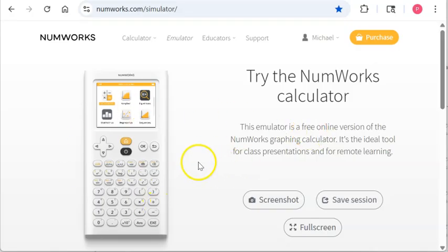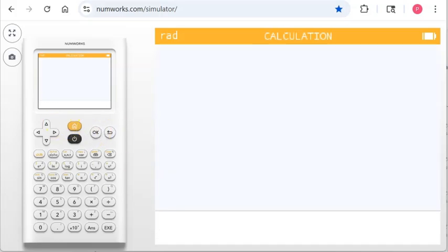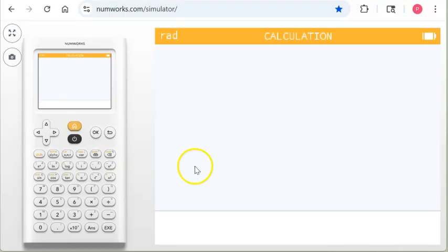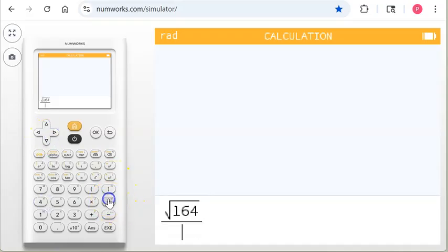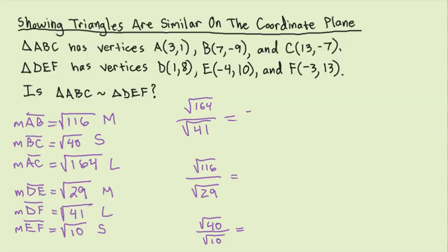All right, here we are at the NumWorks calculator. I'm going to go to full screen here. And I'm going to use the calculation. So I'm going to hit OK. And now it looks like I need the square root of 164 over the square root of 41. All right, so I'm going to do the square root of 164 divided by the square root of 41. And let's see what we get. We get 2. Okay, well, that's easy. All right, so this is equal to 2.